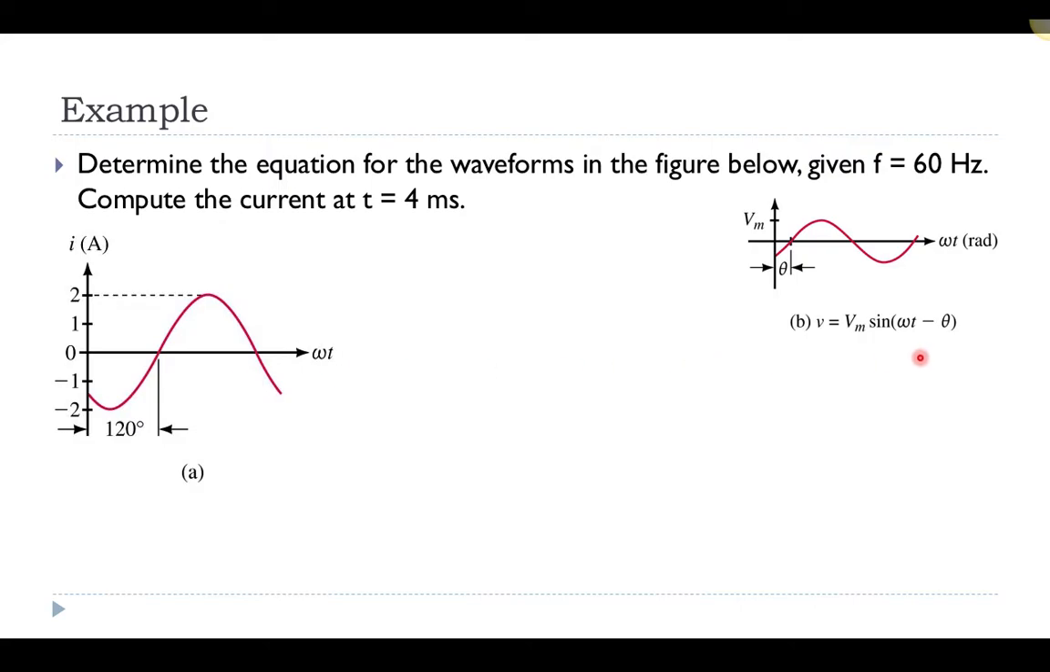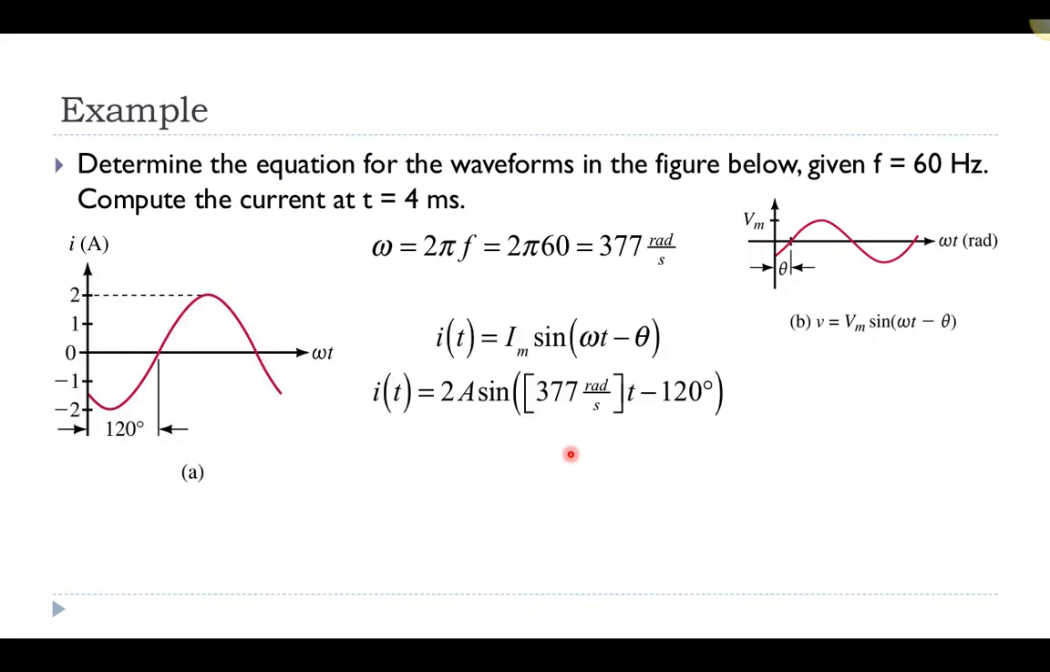And in our form for the sine wave, we have to know what the angular frequency is. So we can start by calculating the angular frequency from the frequency of 60 hertz. So 2 pi times the frequency, or 2 pi times 60, gives me 377 radians per second. Now in my picture, I see that this is shifted by 120 degrees to the right, so that means that my phase angle is going to be a negative value of 120 degrees.